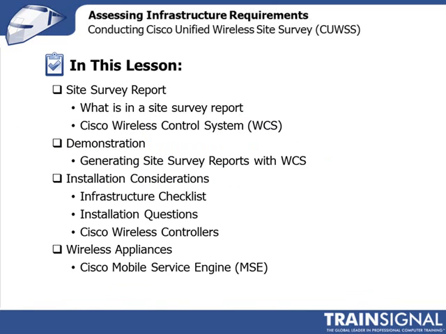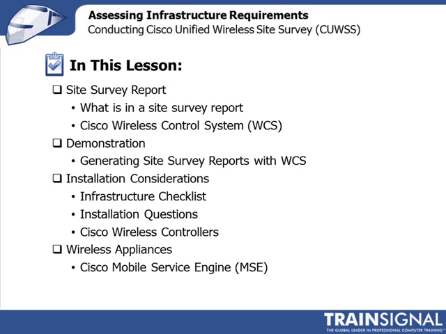So we're going to start off with a discussion about your final site survey report. We'll talk about what's going to be in that report, and we're going to take a look at the Cisco wireless control system and whether you want to use that as a tool to generate your final site survey report. And indeed, I'm going to do a demonstration that actually shows you how you can generate a report using that wireless control system. Once we've done that, then I'm very excited because then we're going to go through an infrastructure checklist, and this will be very helpful for you to remember things to make sure that your infrastructure is going to be ready to deploy that wireless network.